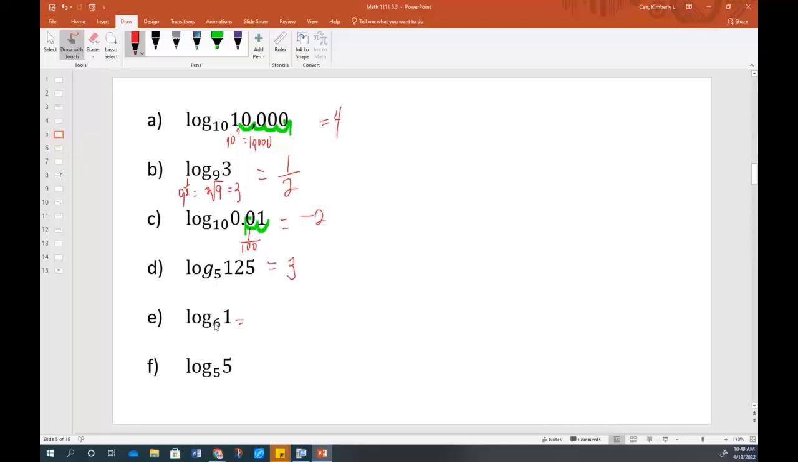What power do we need to raise 6 to get 1? Well, 6 raised to what is 1? Anything raised to the 0 power is 1. Anytime you have a 1 right here, you're going to get a 0 over there. 5 raised to the what power is 5? Well, 5 raised to the first is itself. So you can see that we've just really thought those out in terms of not just saying log base 5 of 5. We just had to rephrase it and think about what it means in terms of a power.